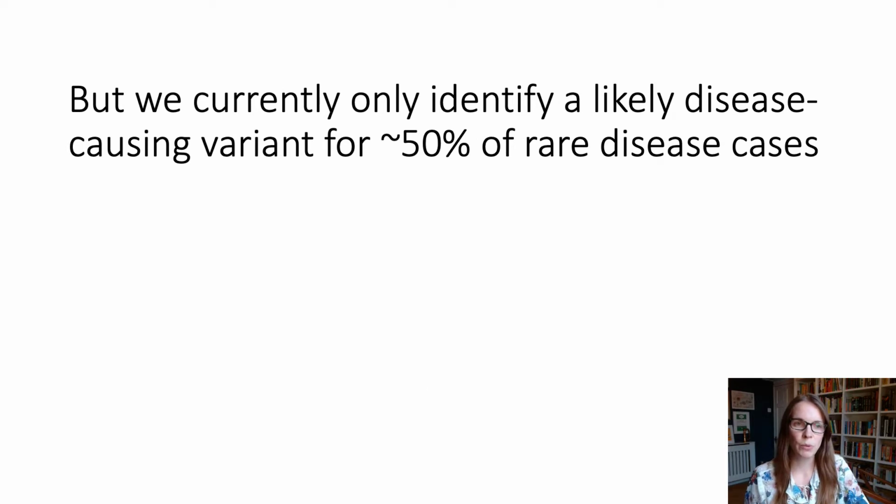But through this approach, we currently only find a likely diagnostic variant for around half of all rare disease cases. Now this varies depending on the disease, with it being over 90% in some single gene disorders and much lower, around 20 to 30%, for some more heterogeneous diseases. But it's clear that across the board we are missing something here.